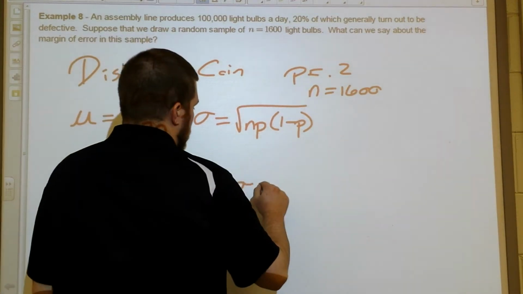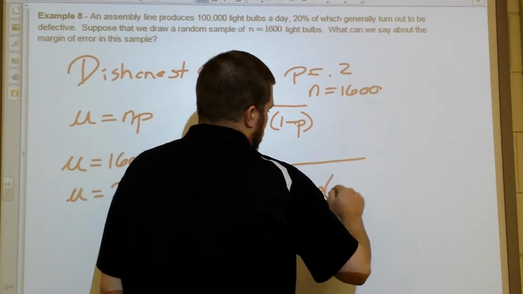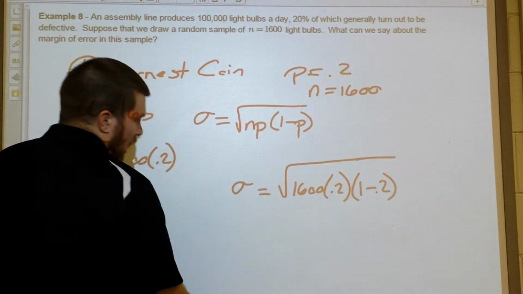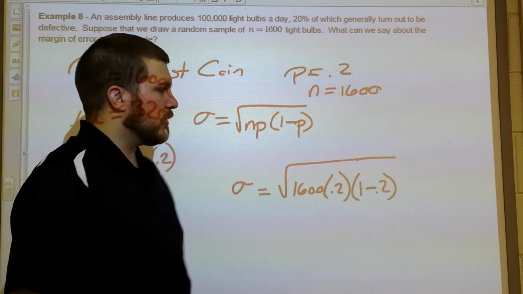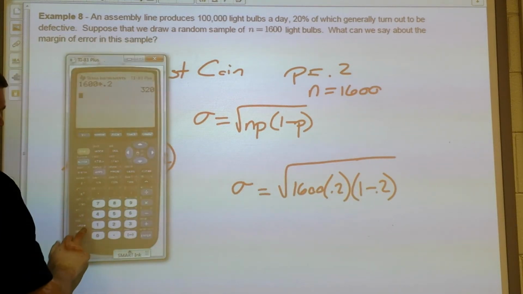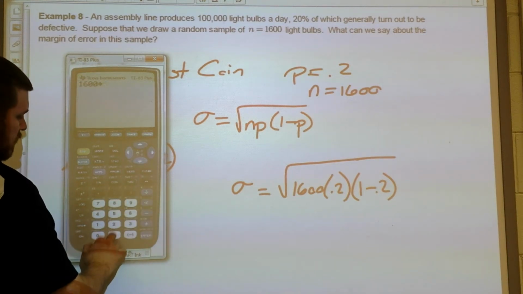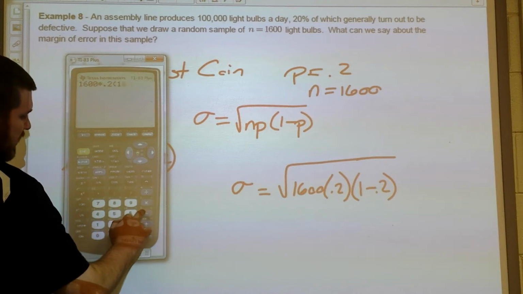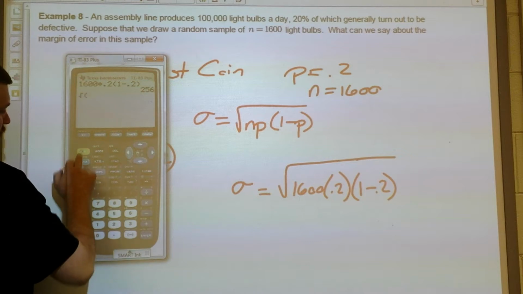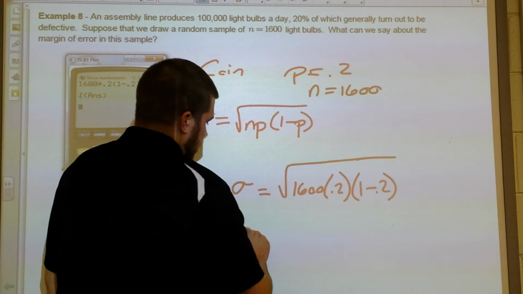And the standard deviation is given by the square root of 1,600 times 0.2 times 1 minus 0.2. Again, I recommend you work on the inside first, and then as the last step, take the square root. Just take it baby steps, that way you don't get overwhelmed. So I have 1,600 times 0.2, parentheses 1 minus 0.2. Get my number, then square root that, and get 16. So my standard deviation is 16.